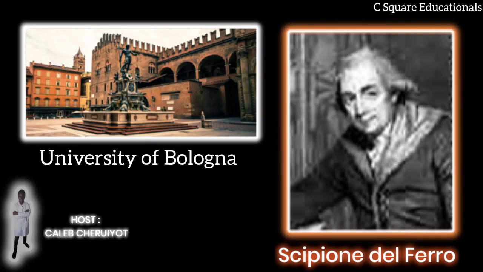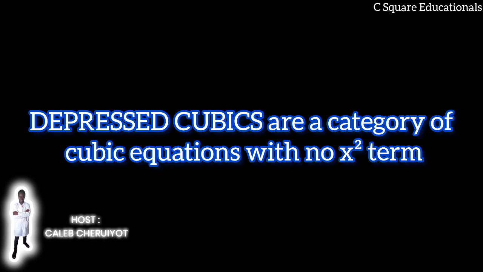Now comes another character in our story, Scipione del Ferro. Scipione del Ferro is a mathematics professor at the University of Bologna. Around the year 1508 to 1512, he finds a method to solve depressed cubics. What are depressed cubics? Depressed cubics are a category of cubic equations with no x squared term.